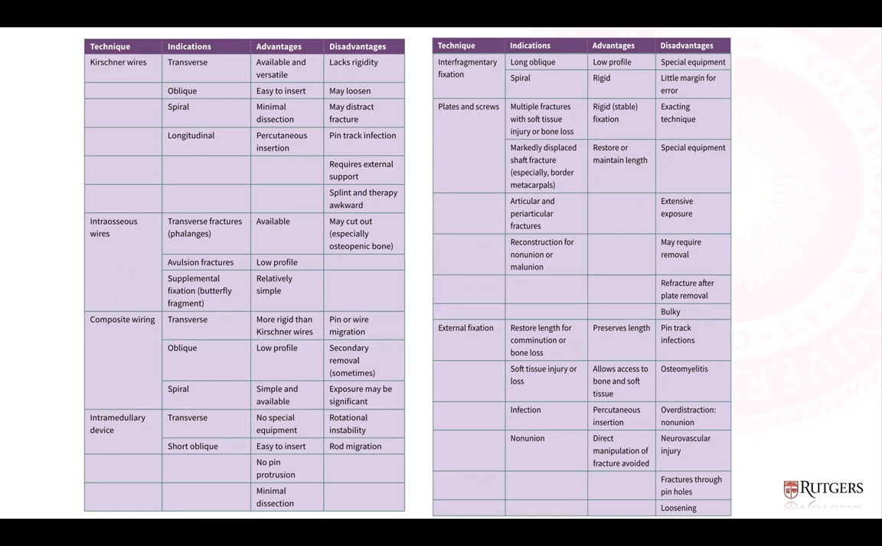The number of different techniques makes it difficult to study and have high-level studies comparing each, because there are so many variables. K-wires are very useful and can treat almost any type of metacarpal fracture. You can have intramedullary devices, which are generally used for more transverse fractures. Interfragmentary fixation is an option in long oblique and spiral fractures. ORIF with plates and screws is often used for multiple fractures to give rigid fixation. And ex-fix is always an option for significant bone loss, concern for infection, or adjacent phalanx fractures.